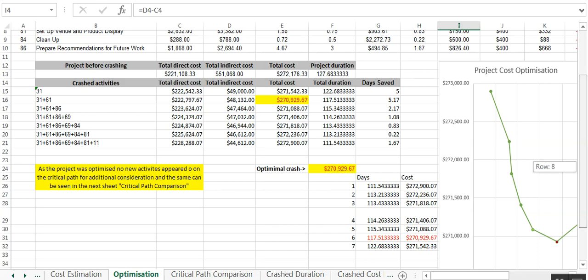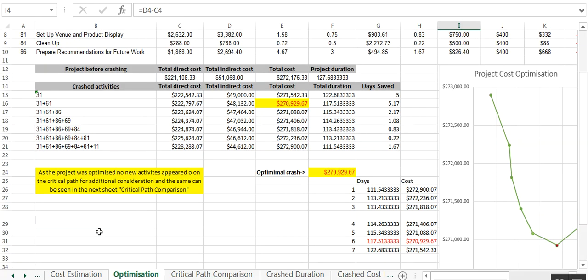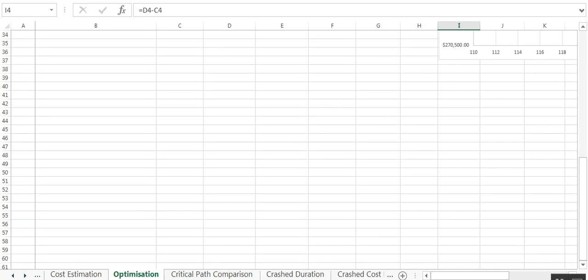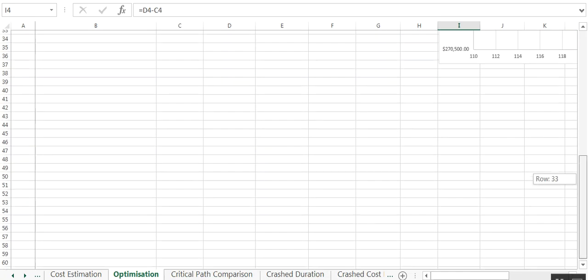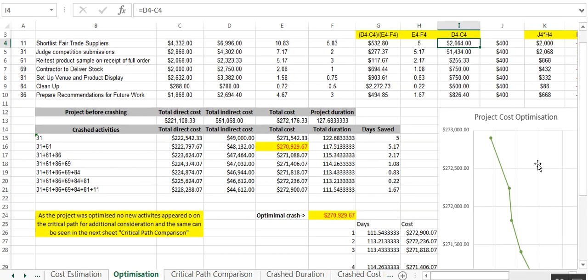As I said, we're not expecting perfection. No new activities appeared on the critical path, etc. So probably pretty sound. Initially I'd still be thinking that the 61 might be a better way of going, and would make more logical sense in how we actually crash.